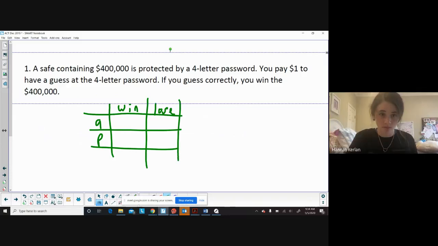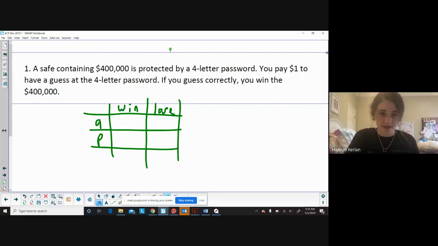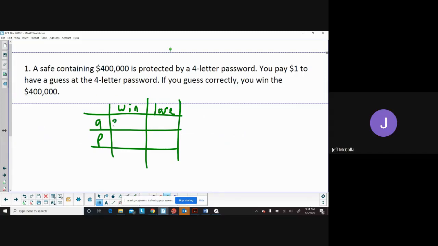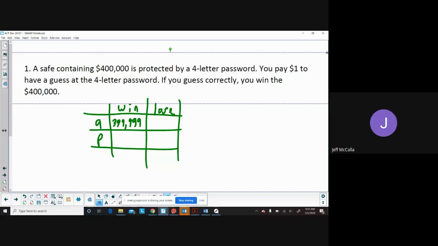So what do you win if you win? How much money do you win? 399,000. Very good, and I'm assuming you meant 399,999. Oh, yes, that's what I should have put. And then how much do you lose if you lose? $1, because the cost to play was $1. That's why we had to subtract $1 from the 400,000.